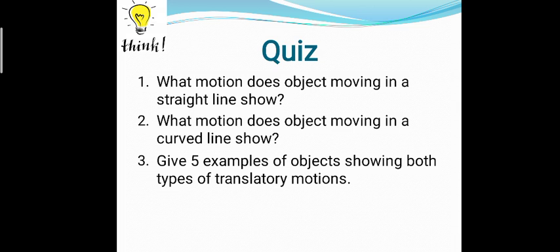Now it's quiz time. What motion does an object moving in a straight line show? What motion does an object moving in a curved line show? Give 5 examples of objects showing both types of translatory motions.